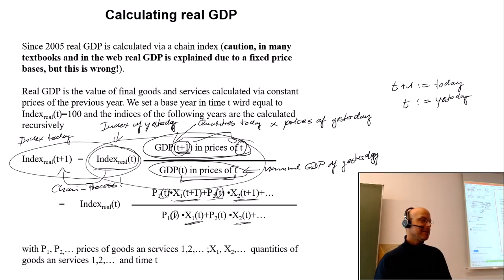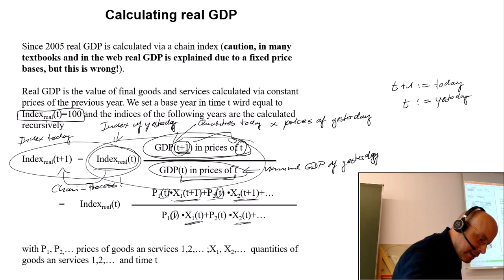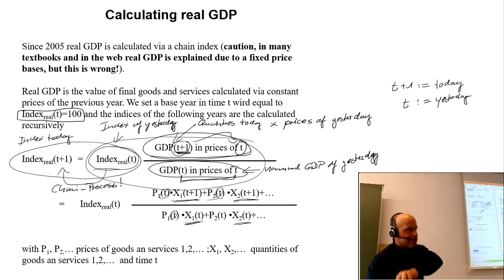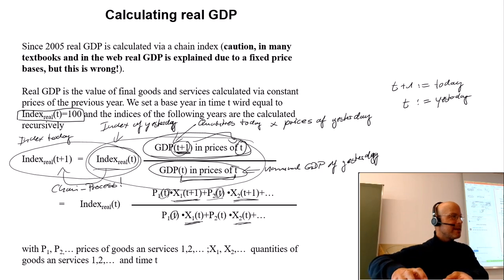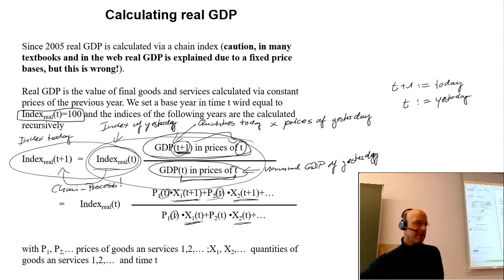So, if the value of today depends on the value one period before, then of course we need to define a starting point. So we choose just one year in history where we set this index to 100. Well, of course, this is arbitrary. We can choose any year. But the nice thing is, we are not interested in the number of the index or the number of real GDP. What we are interested in when we pose economic questions is the change of real GDP.